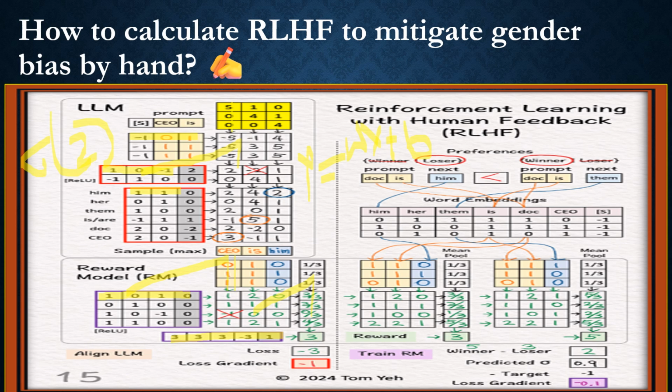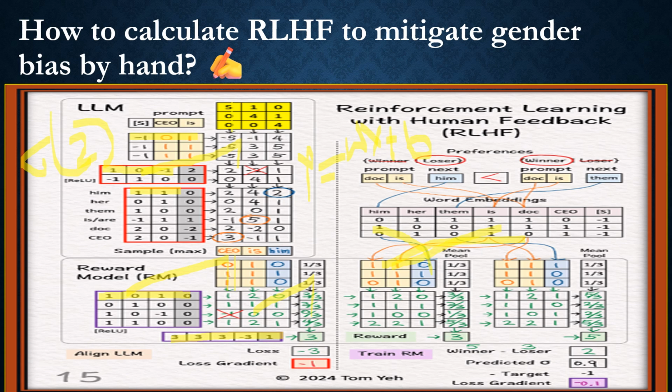Then for the reinforcement learning with human feedback, right? So here first we will take its word embeddings. So we'll check "Doctor is him", like this. We'll check where the doctor is. We'll take its rows. Doctor is like this, doctor. We have taken the 1 1 0 here. Then we are checking "is". So we have taken this. Doctor is him. Then we are taking this "him" here. Okay. So this is him. Okay, so we have taken the things like this, right?